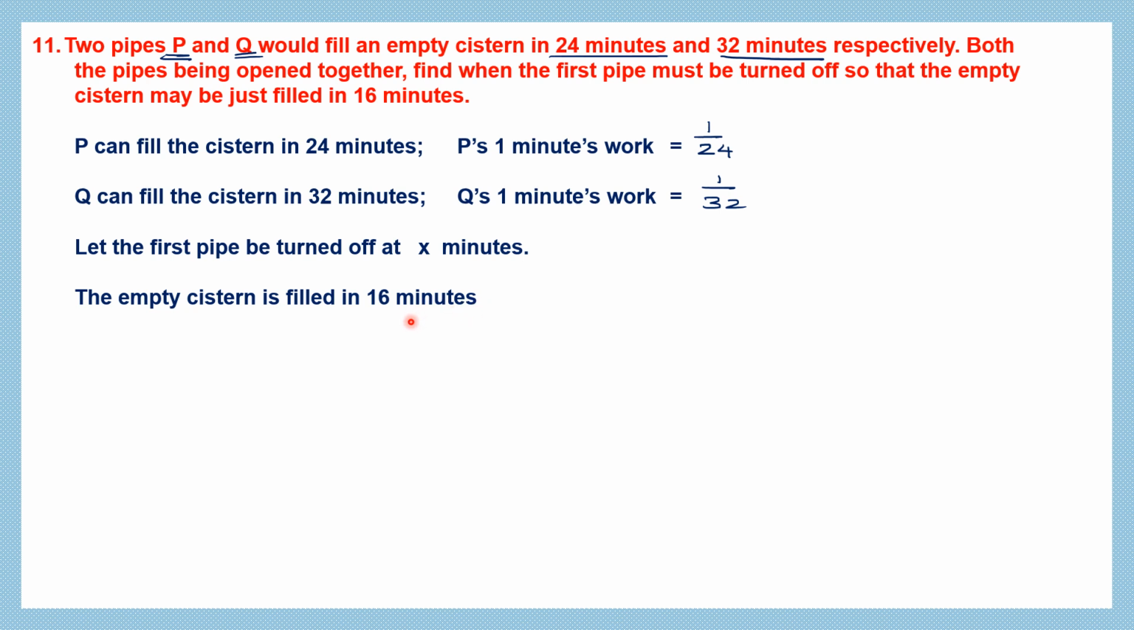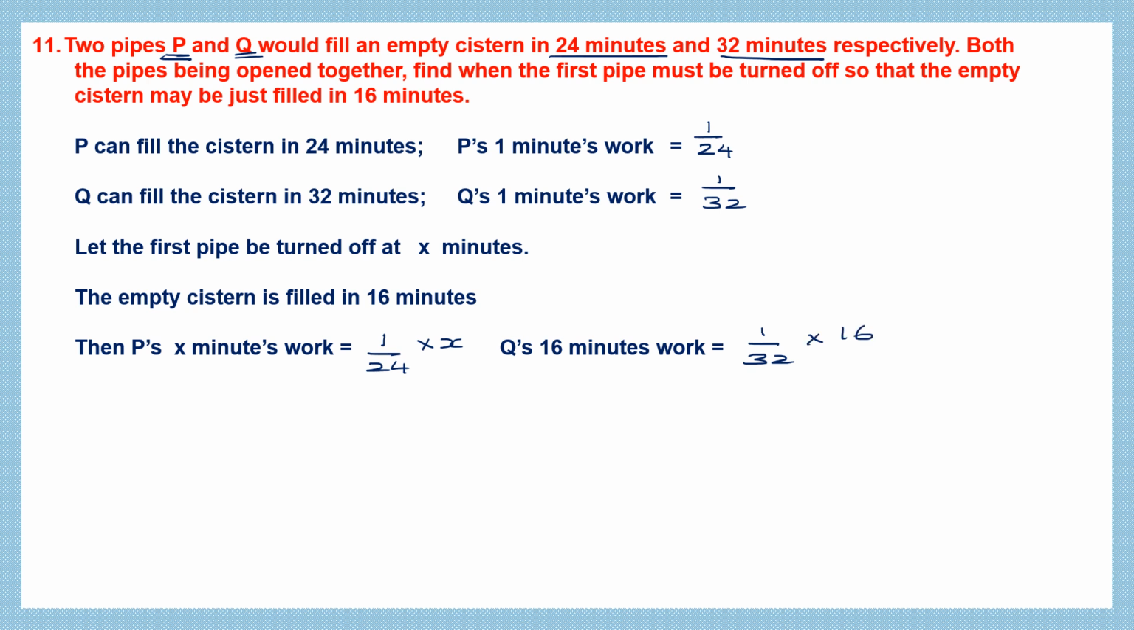So now we need to know the work done by P and Q. That means P's X minutes work. 1 minute's work is 1 by 24. X is what we're going to find out. So X minutes work will be 1 by 24 into X. Similarly, Q's 16 minutes work, because we know it's 16 minutes for Q. P we don't know, that's why we put X. Q's 16 minutes work will be 1 minute's work into 16, that is 1 by 32 into 16.